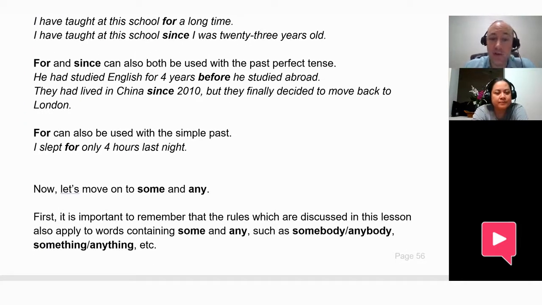For and since can also be used with the past perfect tense. Can you read these two example sentences here? He had studied English for 4 years before he studied abroad. They had lived in China since 2010, but they finally decided to move back to London. Okay, good. And then for can also be used with the simple past. So can you read this example? I slept for only 4 hours last night.